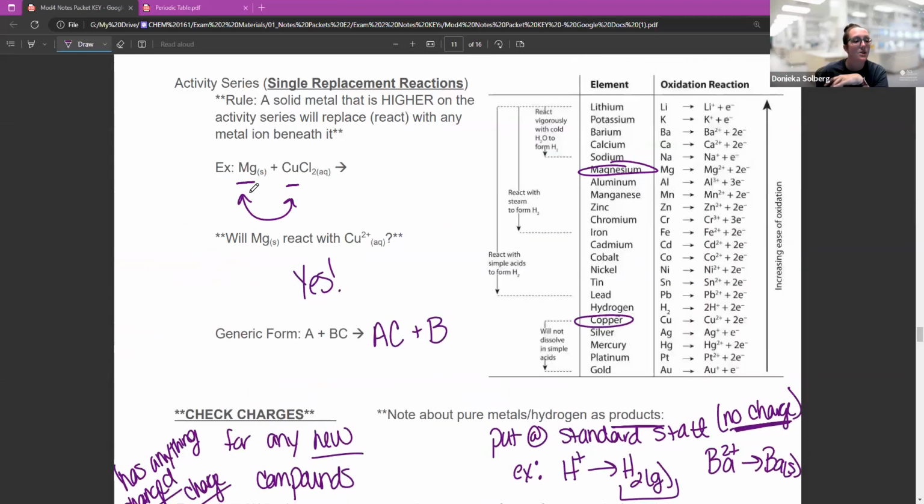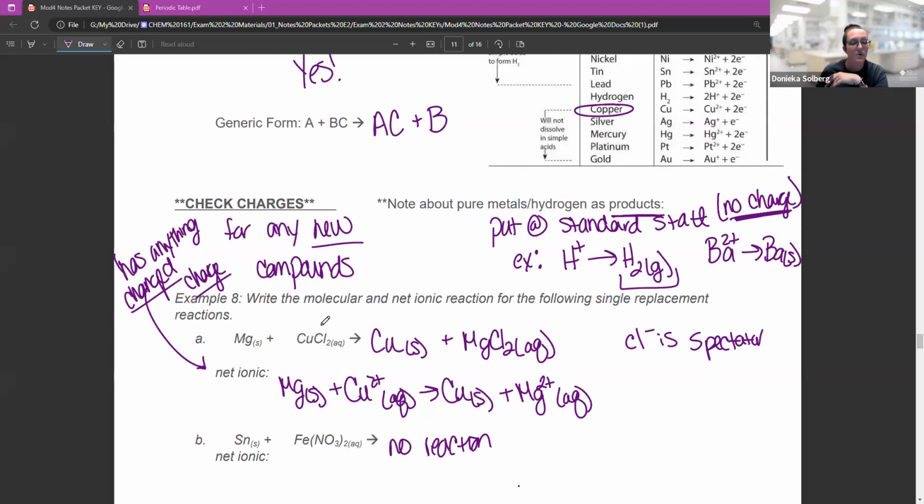Okay, so this is the one I looked at above. We got magnesium reacting with copper 2 chloride. Now, magnesium is higher, so they are going to switch places. So now I have copper by itself and magnesium with chloride. For the one I put together, I did have to check my charges. Magnesium in a compound is +2, chlorine is -1. So I get MgCl2. And then copper by itself is just copper solid. It doesn't keep the charge because this is a redox reaction. So this is actually balanced.